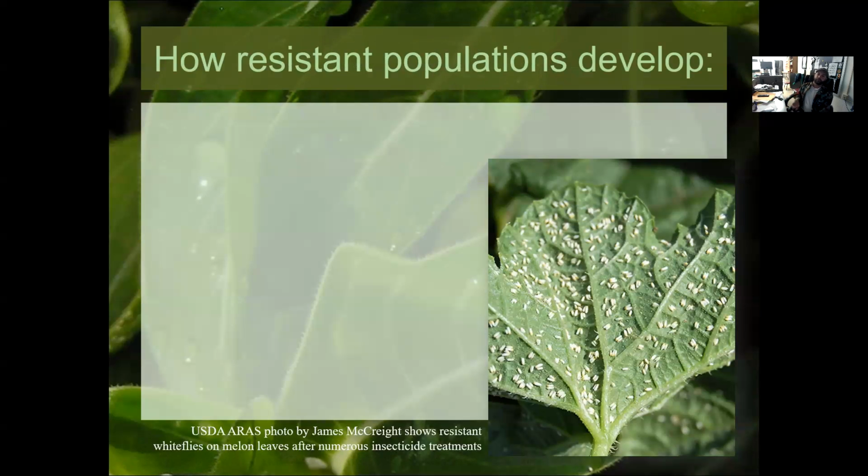So, how resistant populations develop. Let's take a look at this picture on the right side here. We have some whiteflies on a melon leaf, and this is after multiple treatments. These whiteflies have built up a tolerance over time. If you're hitting them with the same product over and over again, they may not die off. So you want to make sure you're switching your product.